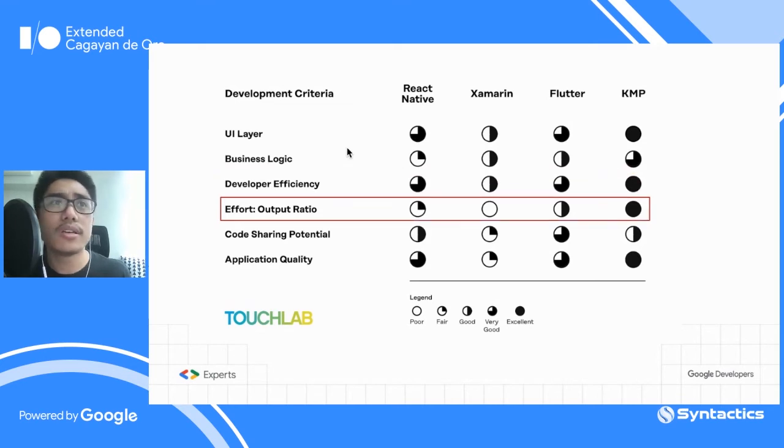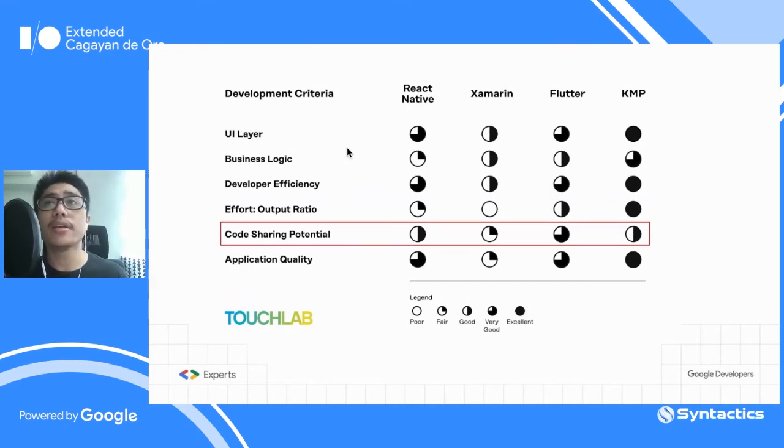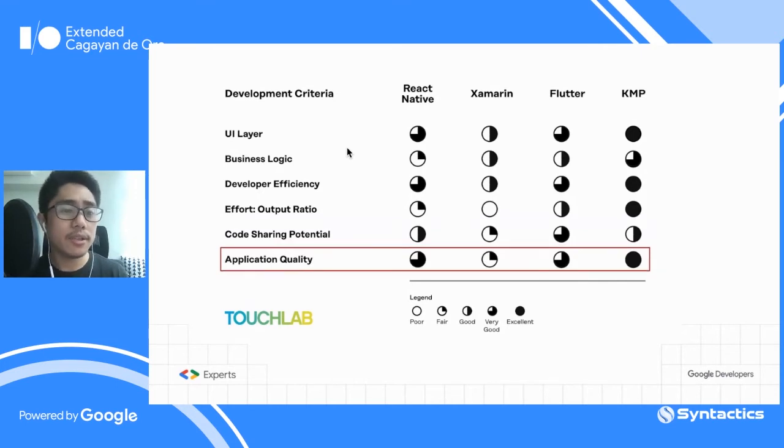Effort to output ratio: you're going to put a lot more effort into Kotlin Multiplatform, but you're going to get a lot more on your output. Not to say that the other platforms are not of quality, but you're going to get a lot more quality with KMP. But then again, you have to put a lot of effort into it. Code sharing potential: here Flutter wins because you can just write it once and deploy it to different platforms. With KMP, you're going to do a lot more work, so there's lesser code sharing potential. But they decided that for the overall application quality, they're going to go with KMP because it's native to the platform.